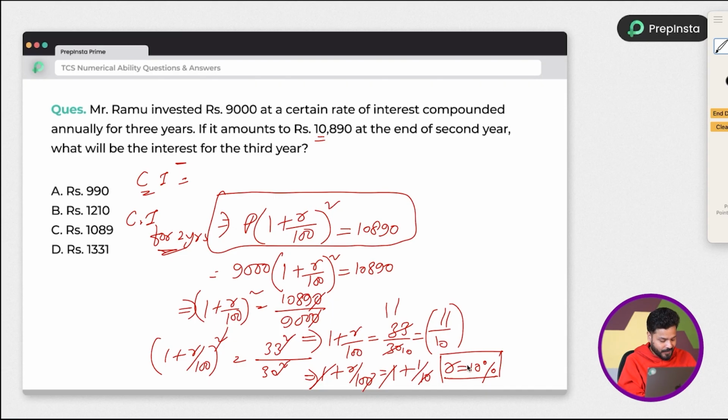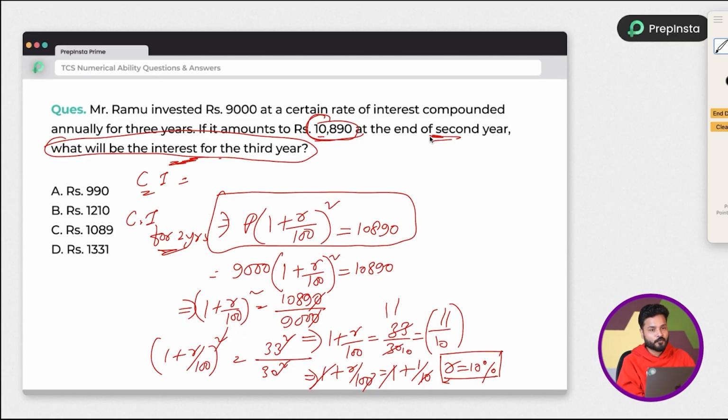Now, even after getting R equals 10, a lot of people will again calculate the entire compound interest. But the question I've asked you is to calculate just the interest for the third year. Not the amount, nothing, just the interest. I've explained it very well in my theory video for compound interest. Interest for the third year is calculated on the amount till the second year. So this was the amount at the end of the second year, right?